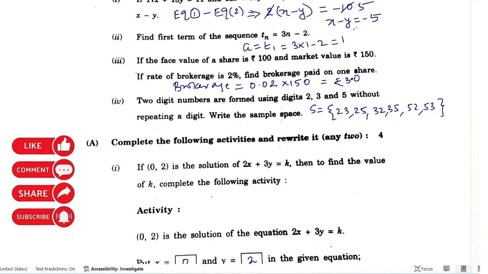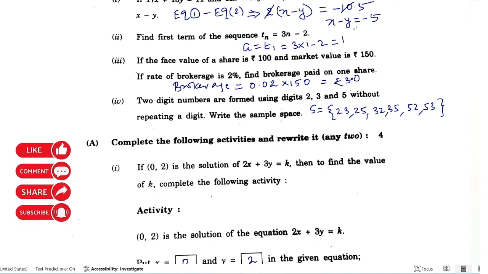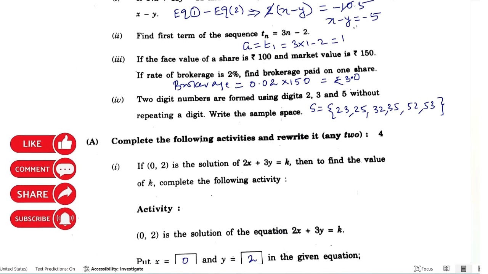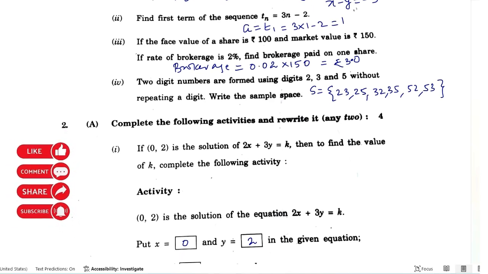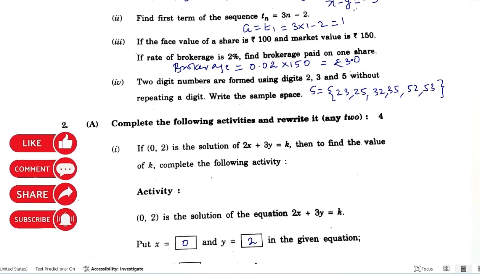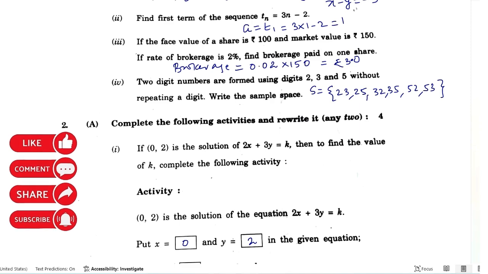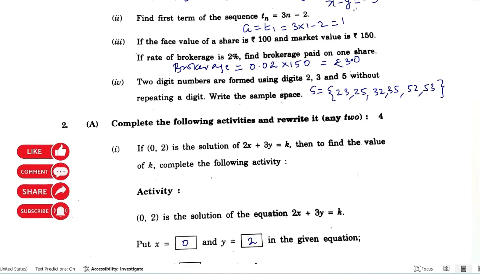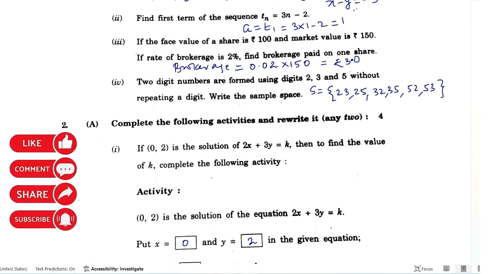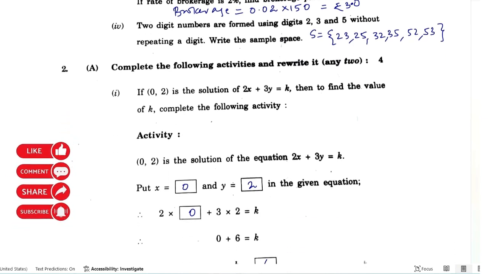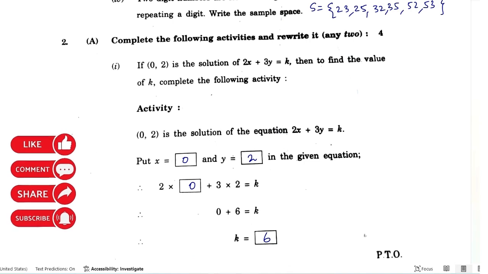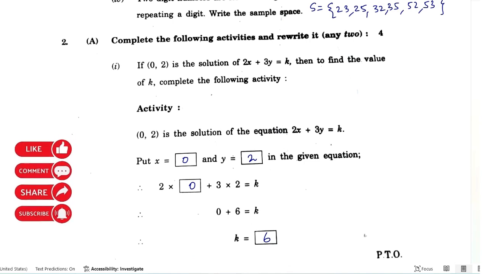Now, two-digit numbers are formed using 2, 3, 5. We have to write the sample space. So just fix one number and vary the other two. So you will get these numbers in the sample space. Now let's come to question number 2, which is again activity. There are options, out of 3, 2 have to be done, and all 3 are quite easy.